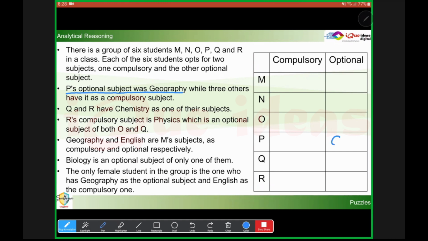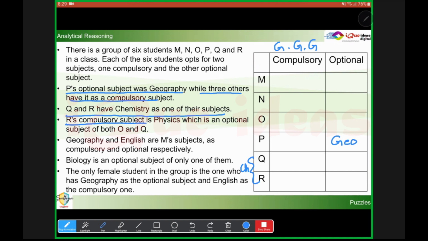Now, the first clue says that P's optional subject was geography. So, P's optional subject is geography. And three others have it as compulsory. So, mujhe teen logon ko geography pakadana hai compulsory mein. Lekin who has the three compulsory, I mean, which three have geography, I don't know. So, I'll keep it on top for the time being. Now, it says Q and R have chemistry as one of the subjects. So, both Q and R have chemistry, but I don't know compulsory or optional. So, for the time being, I'll keep it out.